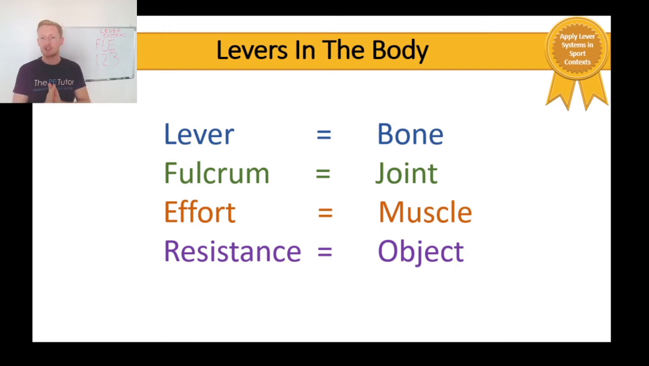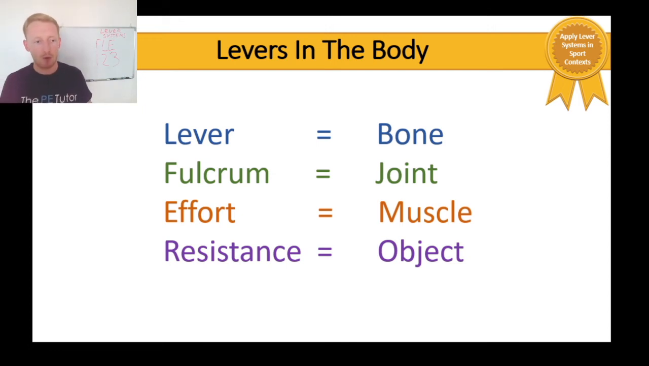So levers in the body, last part, levers in the body. Well, how do we correlate a lever system to the human body? Bones, joints, muscles, objects. Bones, they're the rigid levers. Fulcrums, that's the joint, that's the pivot point. That's where bones articulate against and around each other. The effort is produced by the muscles. So muscles pull the lever, they pull the bone. The bone rotates around another bone at a joint, or the fulcrum.